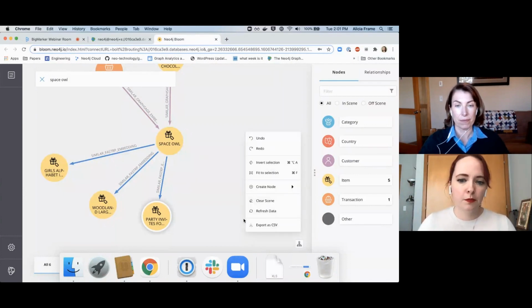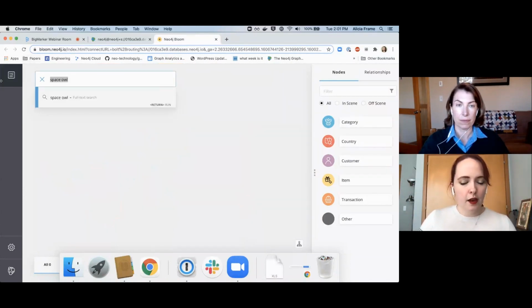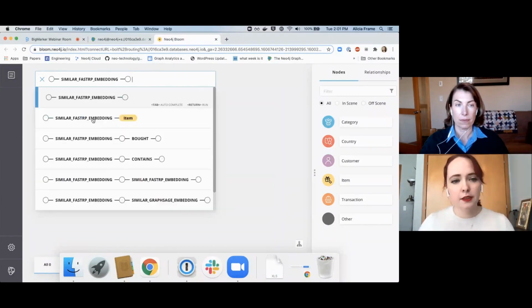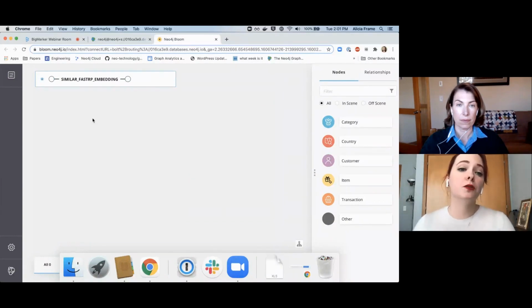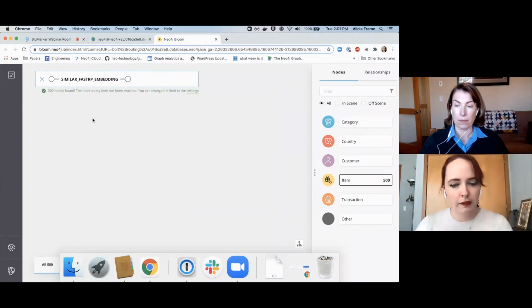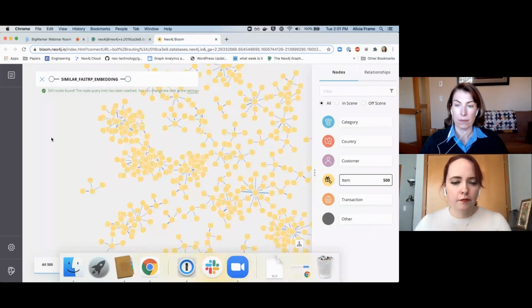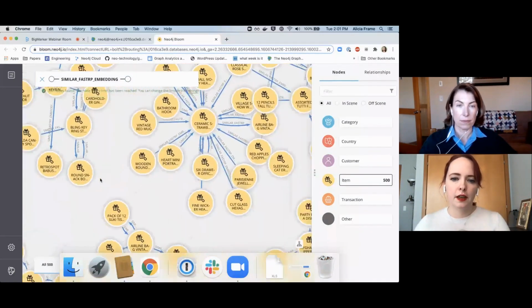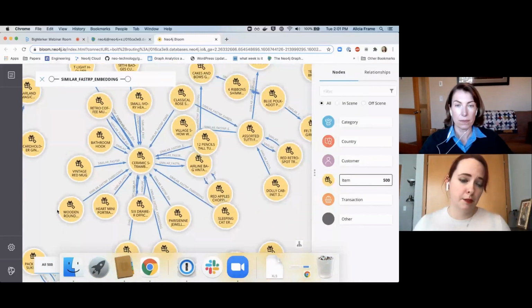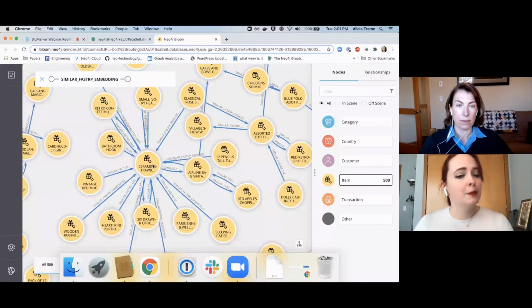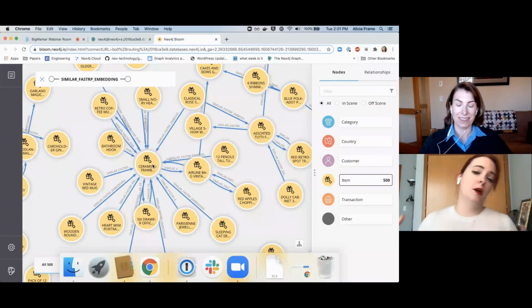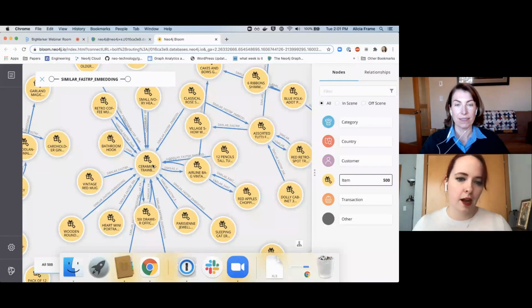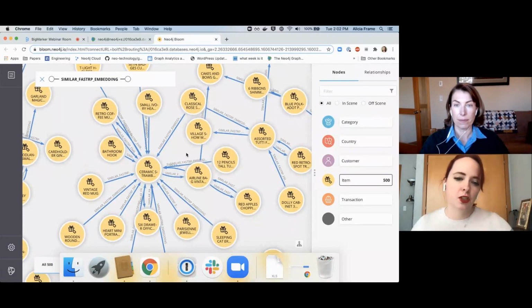So the next thing I want to do is clear my scene, and I can actually look at my similar embeddings. If I go in and look for similar FastRP embeddings, I can pull back a bunch of nodes that are similar to each other based on their embedding. And there's a lot of stuff here. Basically, I can zoom in and I can see all of these items are similar in the embedded space. So FastRP learned that this ceramic strawberry is similar to the vintage red mug based on that in-memory bought together graph. And what this probably means is ceramic strawberries were bought with vintage red mugs a lot, as well as with this vintage bag.